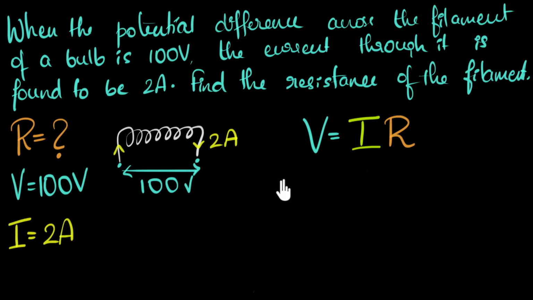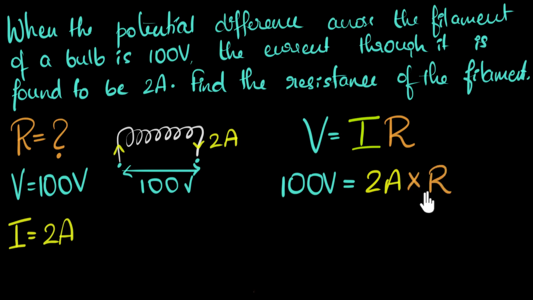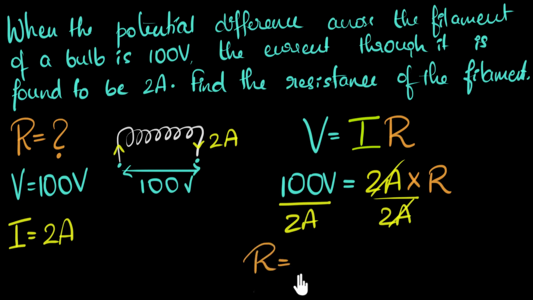All right, so let's plug in. We know the voltage is 100 volts. That's going to be the current, which is 2 amps, times the resistance, which we don't know. So to calculate the resistance, let's divide on both sides by 2 amps. The 2 amps cancel over here. And from this, we get R equals 100 volts divided by 2 amps.